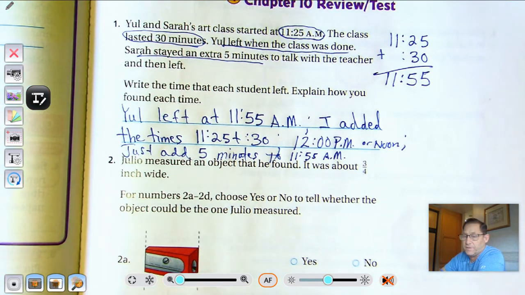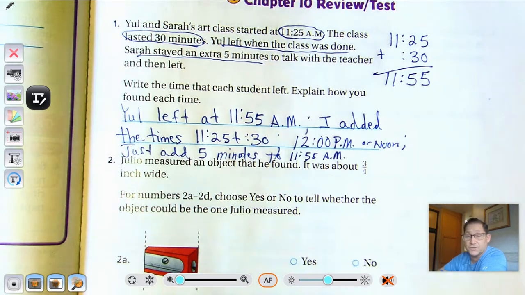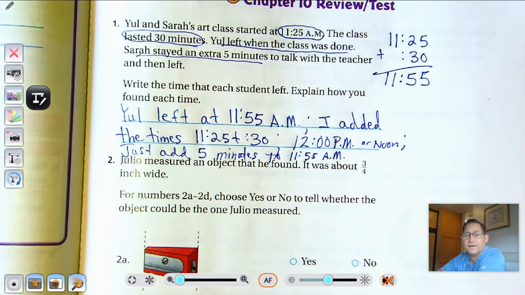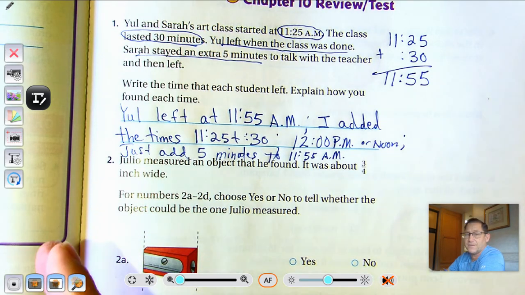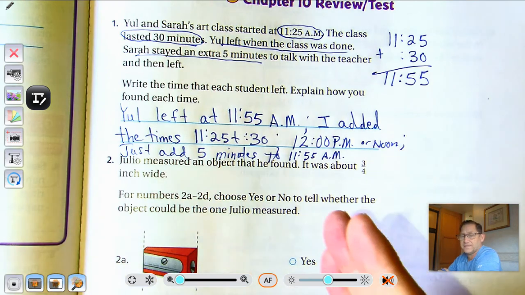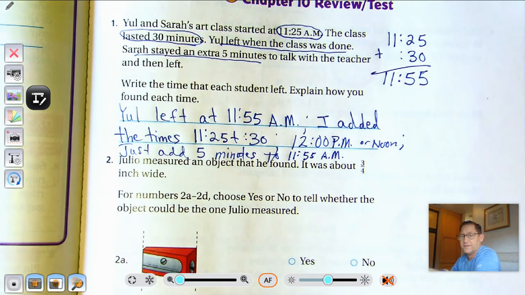You could also describe it as using a number line, and you'll just say what you did with the number line. In this case, maybe you started at 11:25 and you skipped 10 minutes to 11:35, then 10 more minutes to 11:45, and then the final 10 minutes to 11:55. And then for Sarah, you would just jump 5 more minutes and you'd be at 12 o'clock.